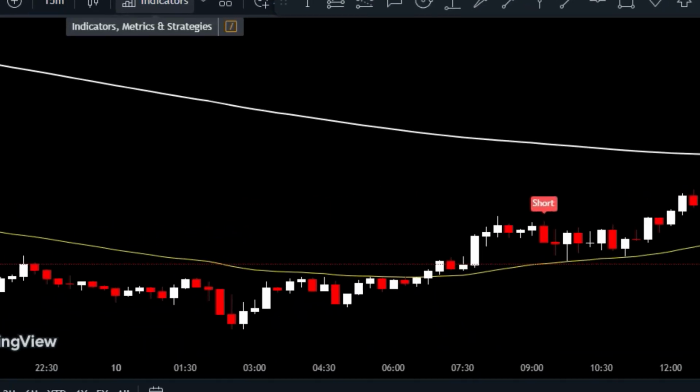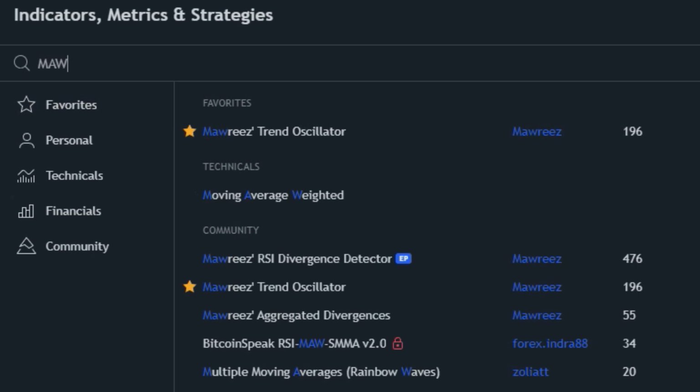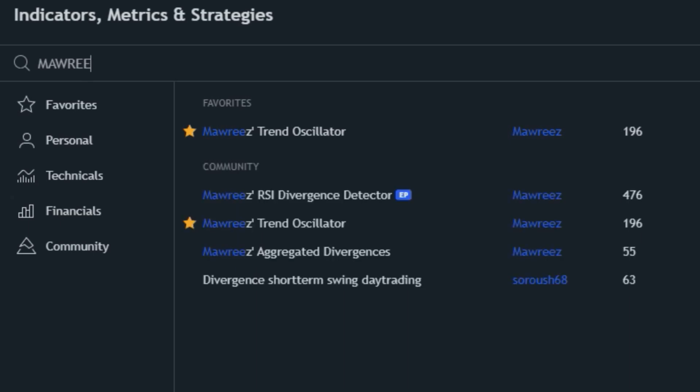Alright, let's jump back to the indicator tab and unleash the power of our second incredible tool. Once you click on the tab, you'll see a handy search bar just waiting for you to discover the Maverick Trend Oscillator.